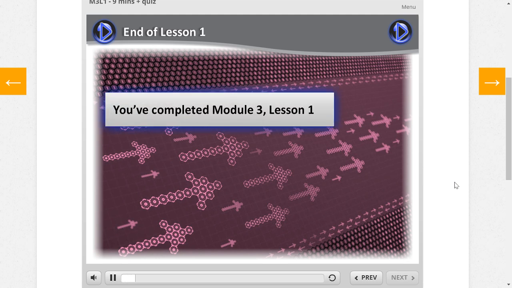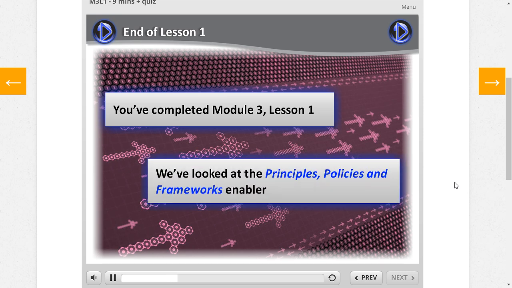This completes this lesson on the COBIT Principles, Policies, and Frameworks enabler. You learned about the characteristics of good policies, the purpose of the policy lifecycle, and the good practice requirements for principles, policies, and frameworks. Before we complete this lesson, here's a quick quiz to test what you've learned. At the end of the quiz, you'll receive your result and can try the questions again if you would like to.